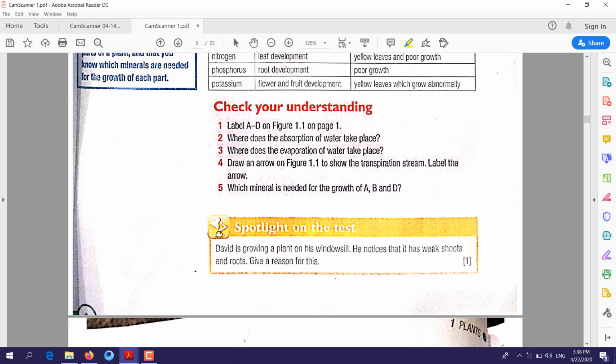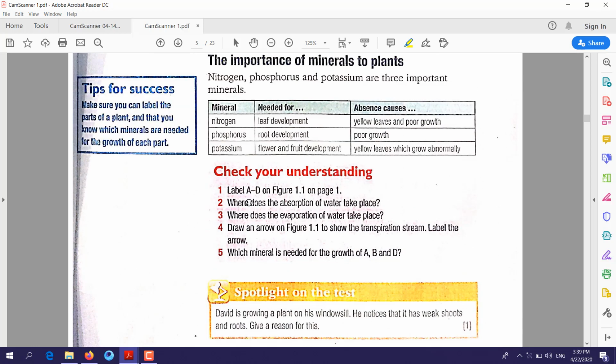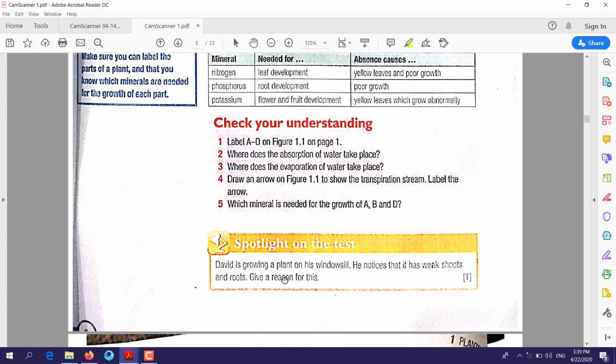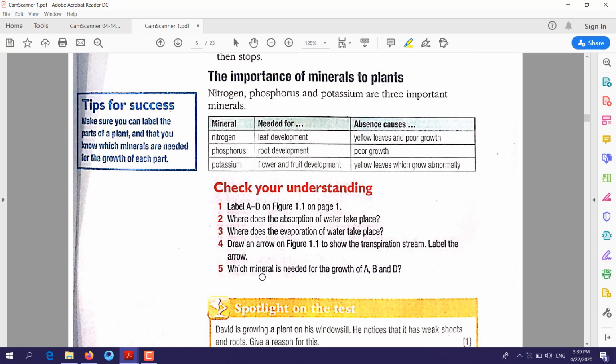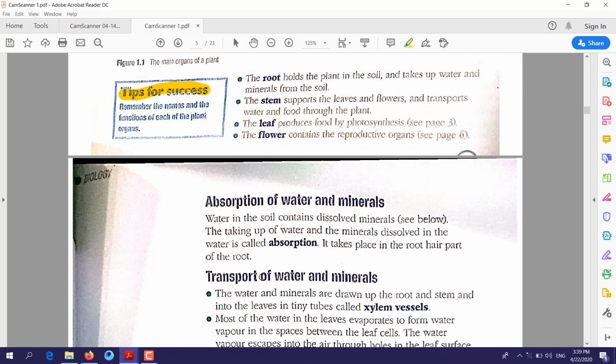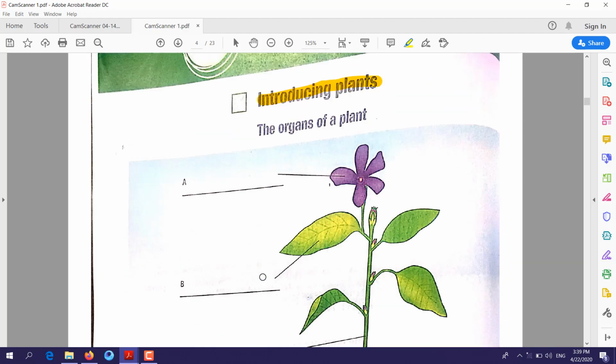The last thing you need to do by the end of each topic, here you will have this question: Spotlight on the Test. David is growing a plant on his windowsill. He notes that it has weak shoots and roots. Give a reason for this. If you understand everything, then you will be able to solve this question. So this question is like a conclusion. By following these steps, we will explain everything in this book, and we will study this book this way.